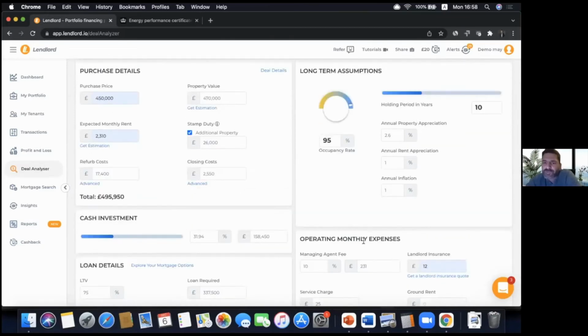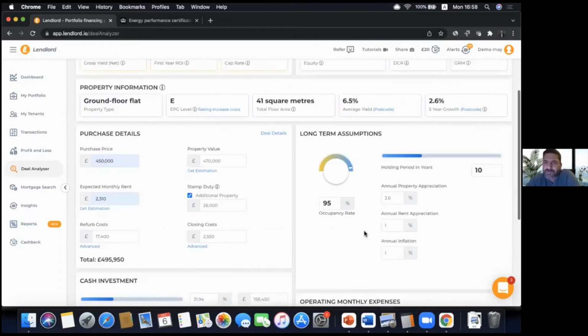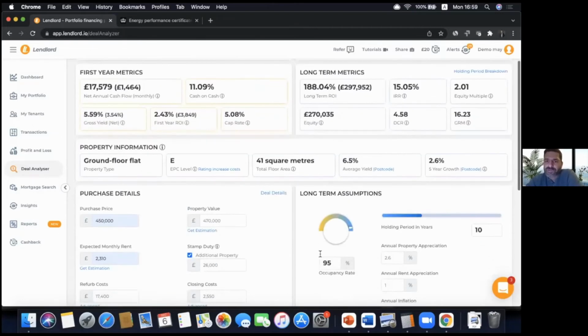So after you take care of the monthly operating costs, you go to the long-term assumptions. The first thing I would look at is the occupancy rate. Landlord allows you to estimate any vacancy in the future. So let's say if you put 92%, it means that at least one month a year, you will have a vacancy on this property. If you want to be more optimistic, you put 95. If you have a long-term agreement, you can put 98, and you see how it impacts your metrics.